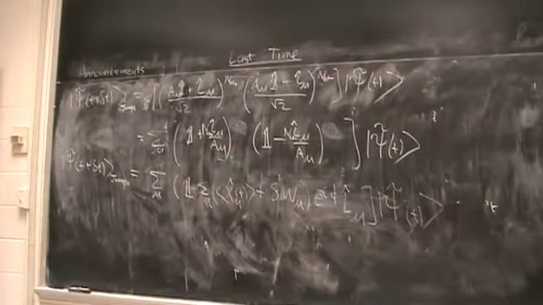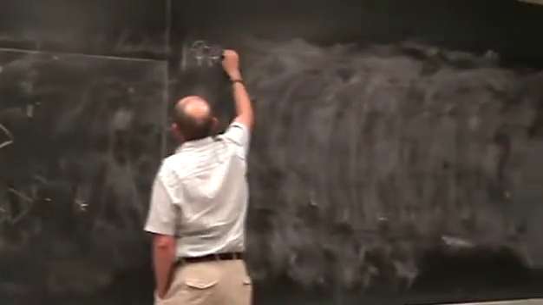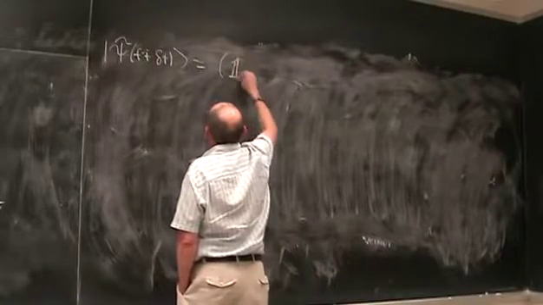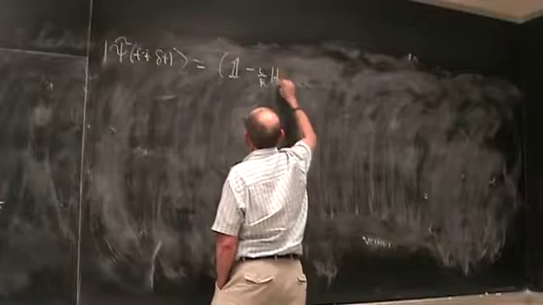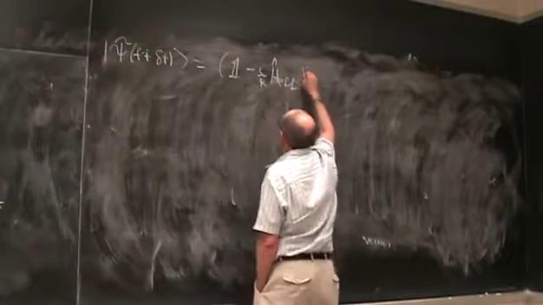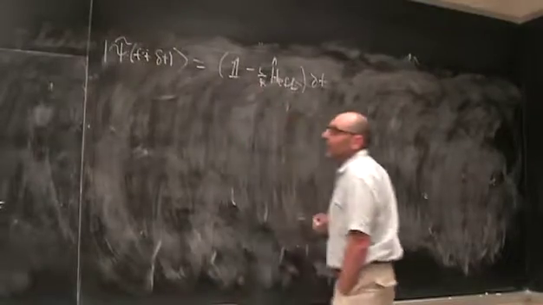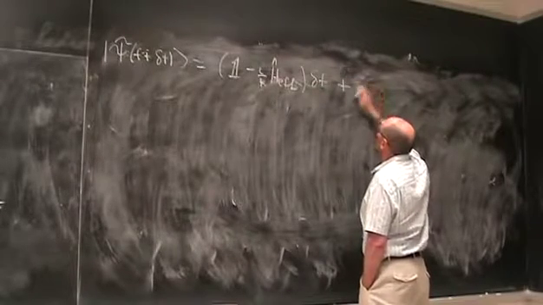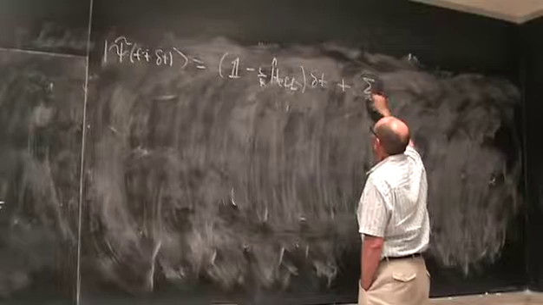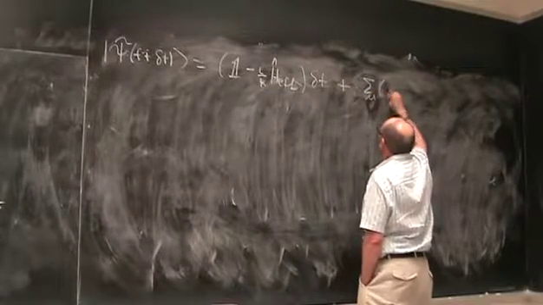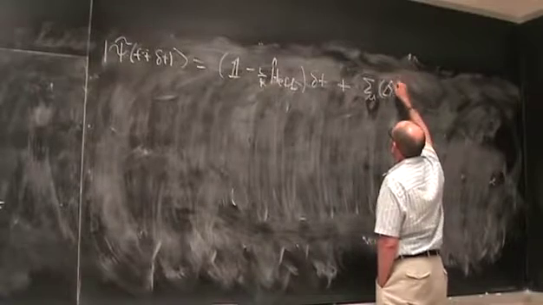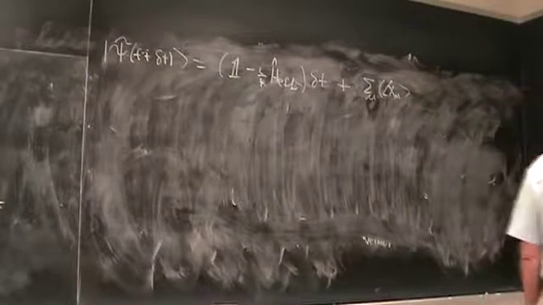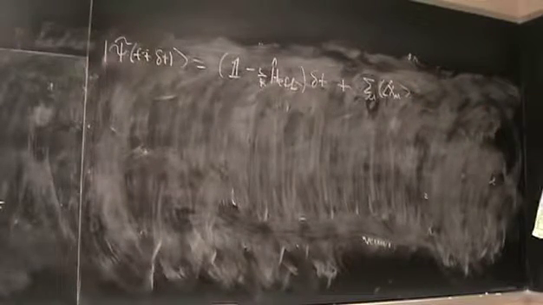full stochastic Schrodinger equation in unnormalized form, including now the non-Hermitian evolution associated with the no-jump possibility, and the x mu. Oh, I lost a delta t, didn't I, over here.